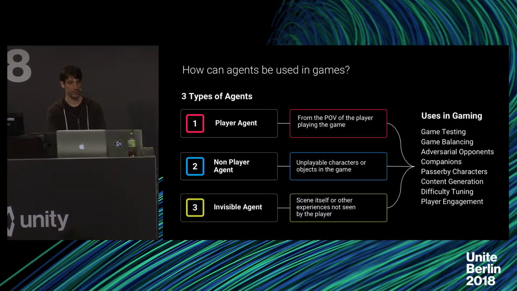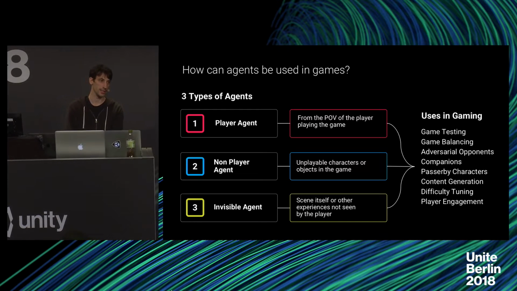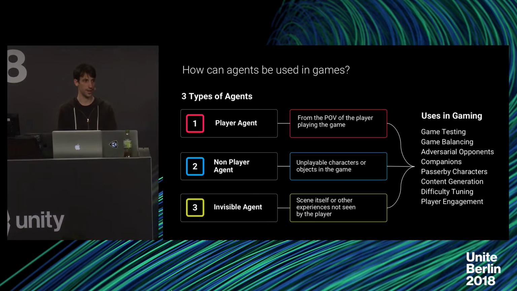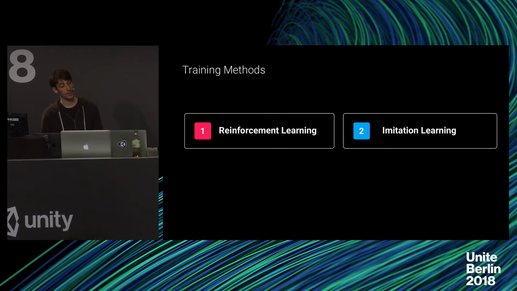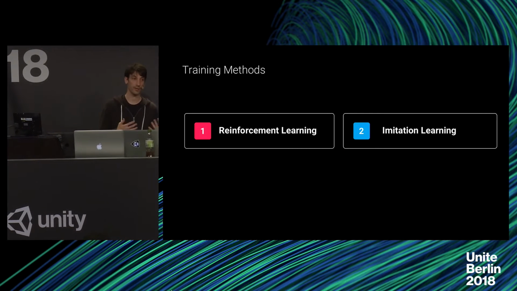And you can also have invisible agents. These agents manage things in the game. They are in charge of certain parameters, and they use observations about the player to adapt the content of the game depending on the type of player you have. To train these agents, we have two different methods: reinforcement learning and imitation learning.